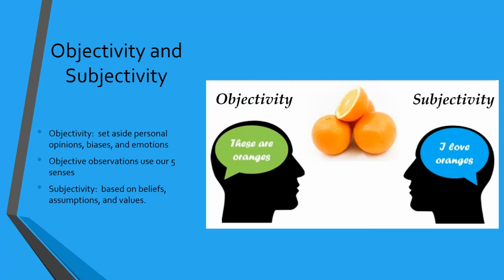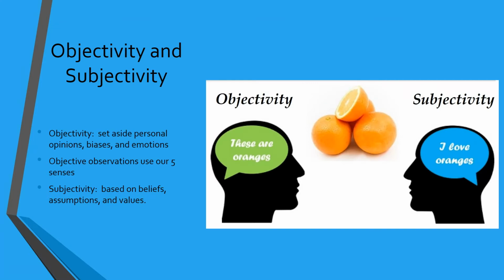Just like everyone else, social scientists have their own biases. These biases can impact how they study human behavior. That brings us to objective and subjective observations. When we maintain objectivity, we set aside our own personal opinions, biases, and emotions. In research, this can help enhance credibility and can make it so that the research can be repeated.